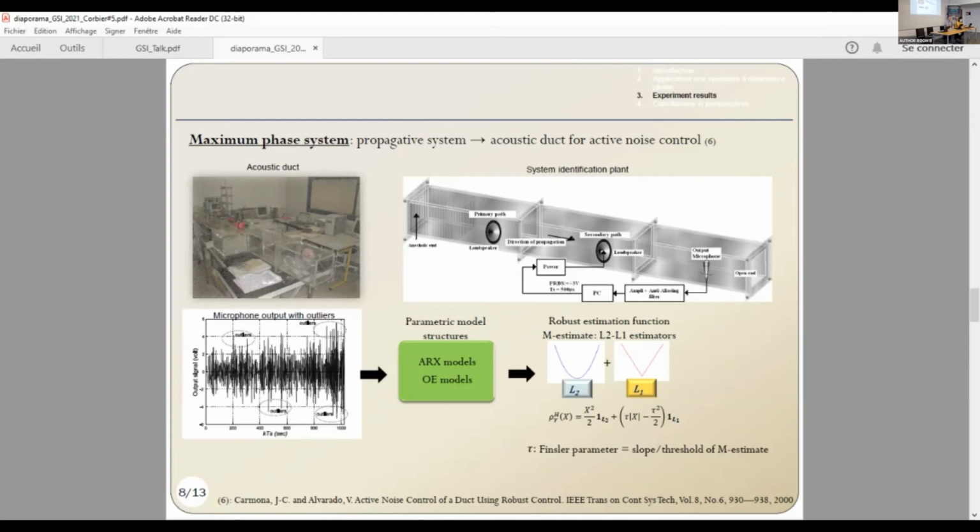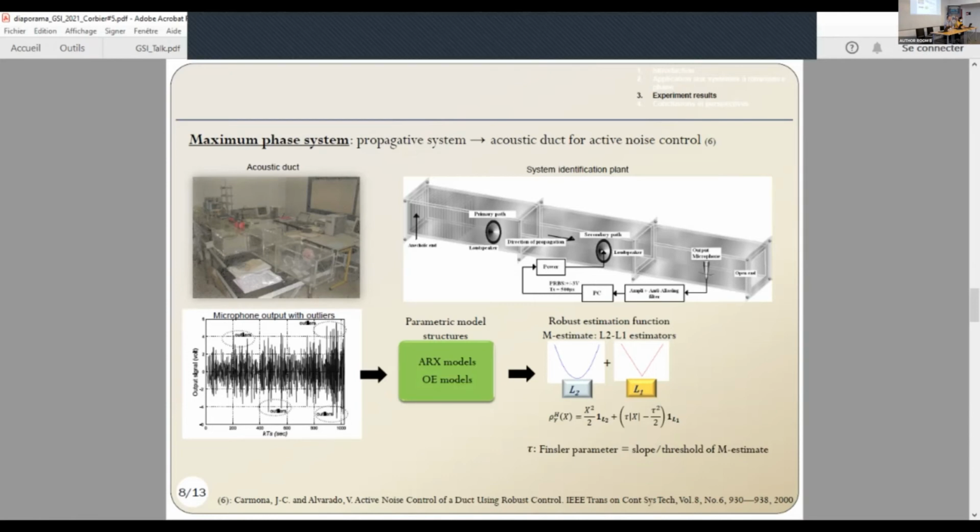are sometimes in transfer function some zeros outside the unit disk, and this is the system identification plant, and this is the real view of this system. And from microphone, we estimate and validate a parametric model using an estimator such as M estimate.